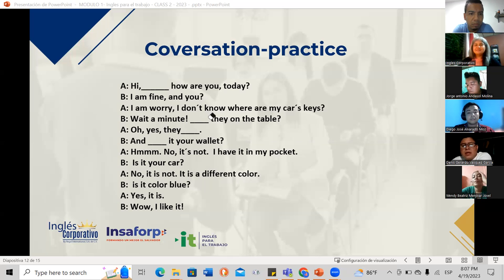I'm worried. I don't know where my car keys are. Are they on the table? Oh, yes, they are. And is it your wallet? No, it's not. I have it in my pocket. Is it your car? No, it's not. Is it the color blue? Yes, it is. Wow, I like it.